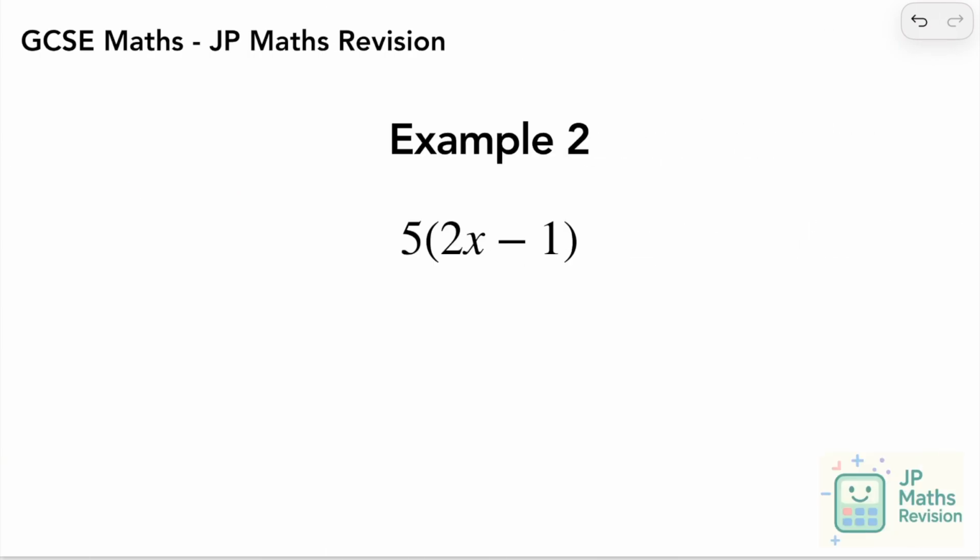So example 2, we're going to do 5 times 2x. So 5 times 2x, that gives us 10x. And then 5 times minus 1 is just minus 5. So the answer to this question is 10x minus 5.